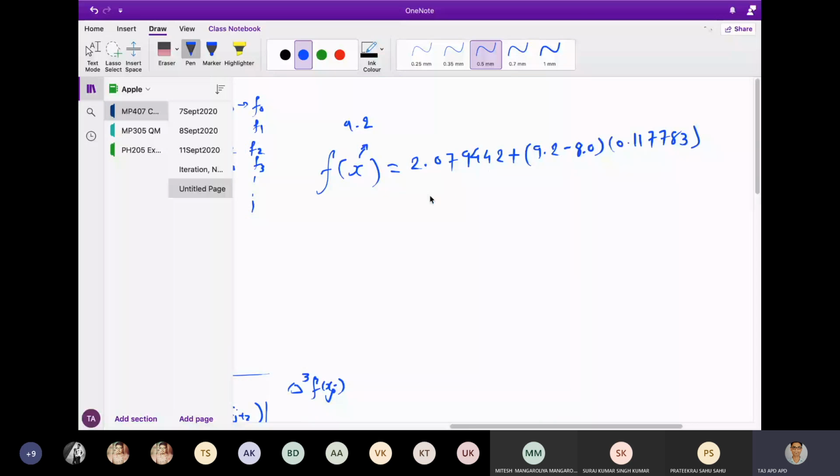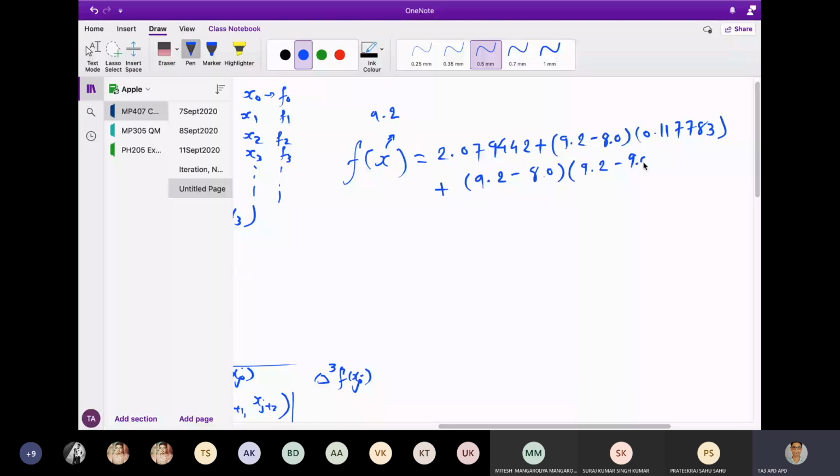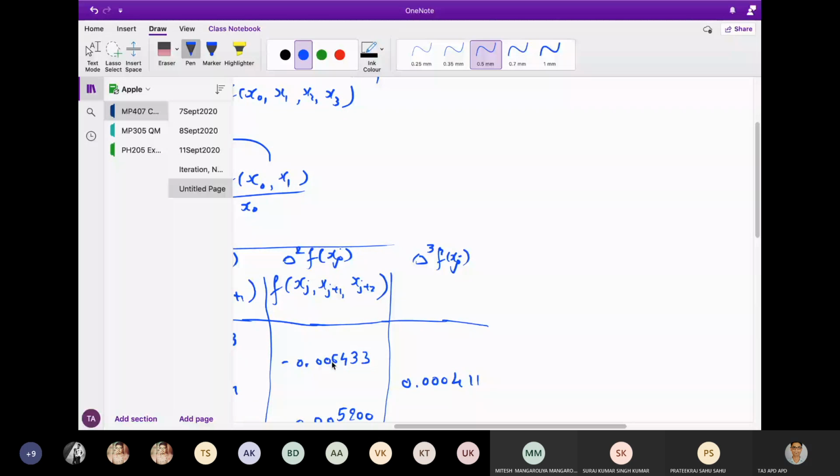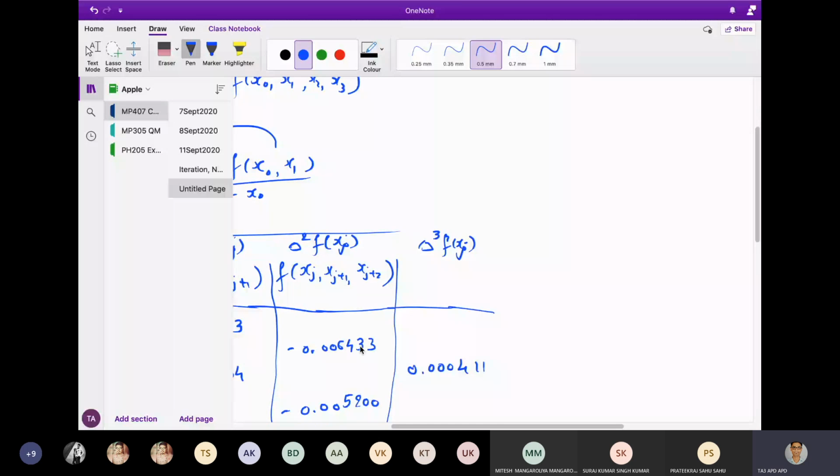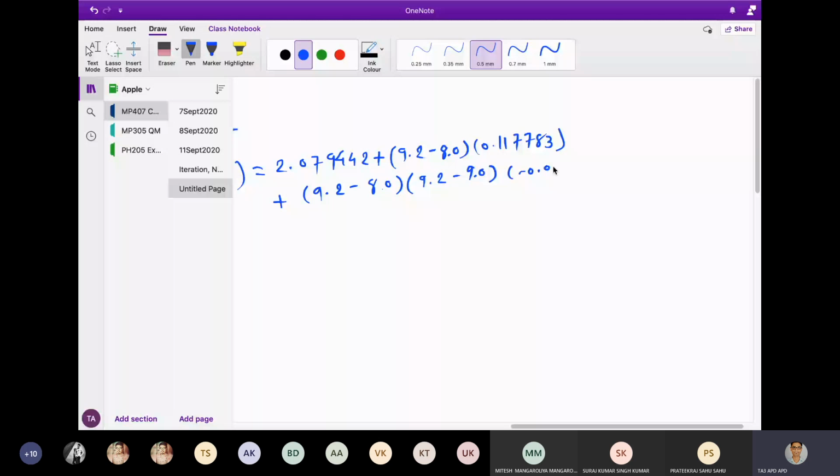Okay, plus now you will have x minus x naught into x minus x1. So 9.2 minus x1, and x1 is 9.0. So that is 9.0 into the second divided difference interpolated value. So that means this one, actually it's minus, so minus 0.006433.